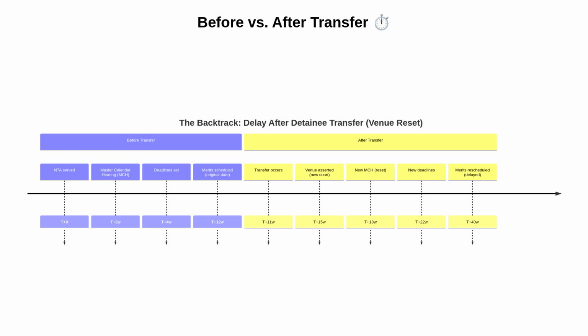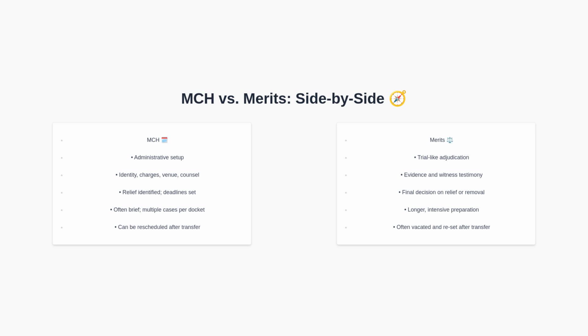With timing in mind, let's directly compare master calendar and merits to cement the distinctions. On the left, the master calendar hearing is administrative. The court confirms identity, addresses charges and venue, notes representation, identifies relief, and sets deadlines. Dockets are often crowded, and appearances are brief.